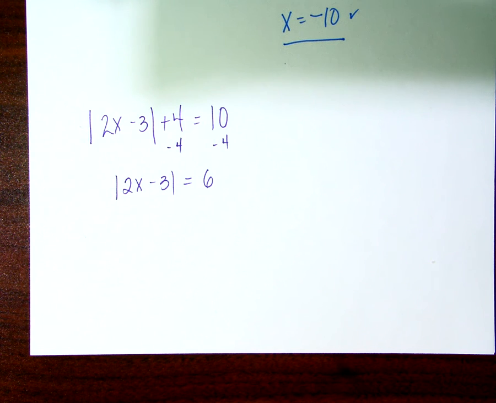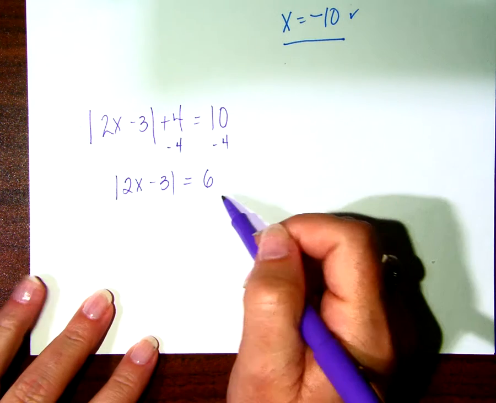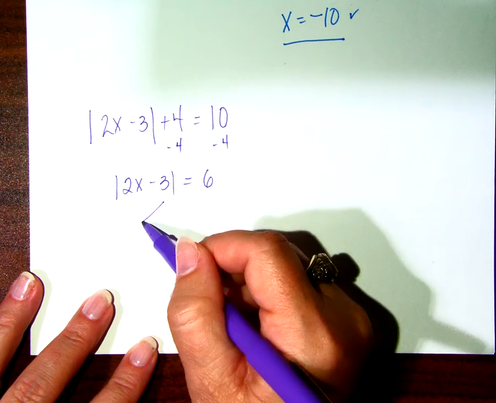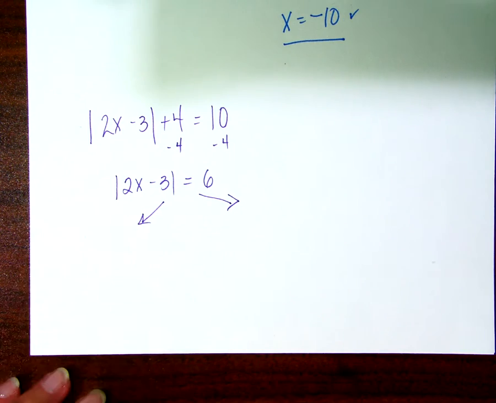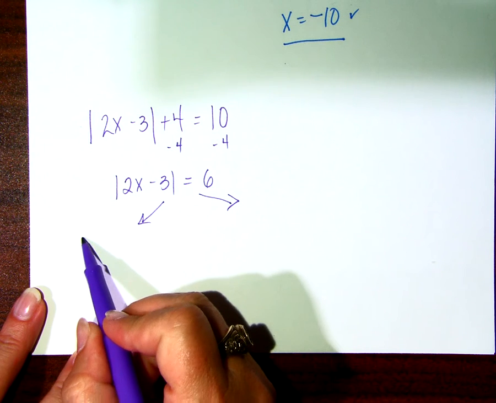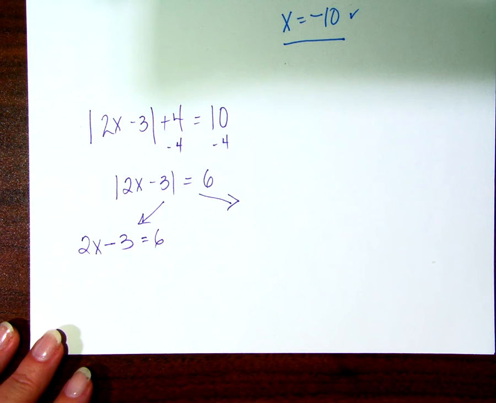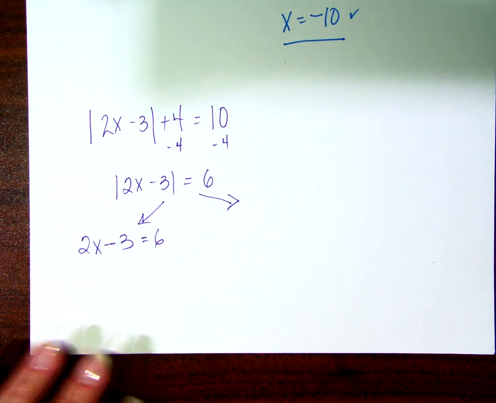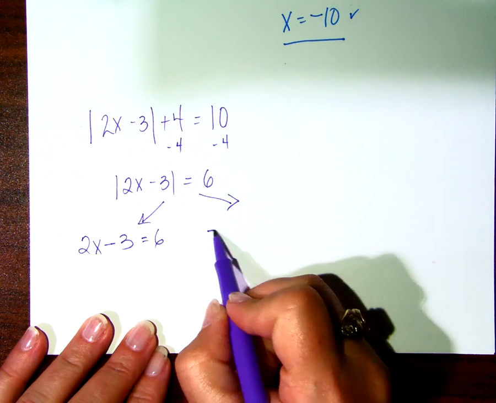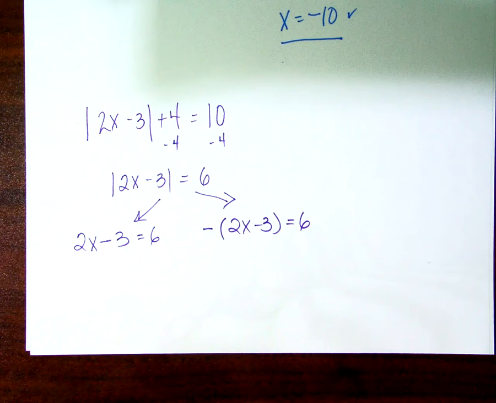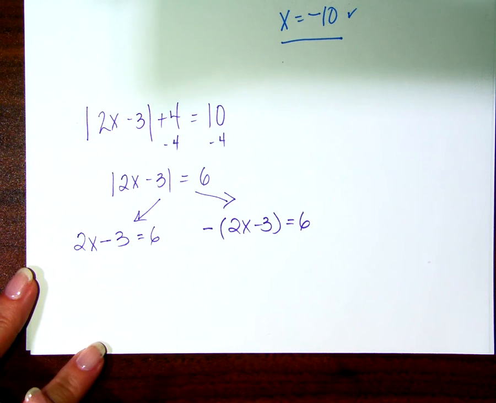What do I do now? Now do I divide both sides by 2? Or add 3? Once the absolute value is isolated, get your two parts. Positive part and negative part. Okay? What's my positive part look like? 2x minus 3 equals 6. It's okay. What's my negative part look like? Negative parenthesis 2x minus 3 equals 6, right? Now let's solve the first part and then I'll tell you what I'm going to do. How do I solve the first part?